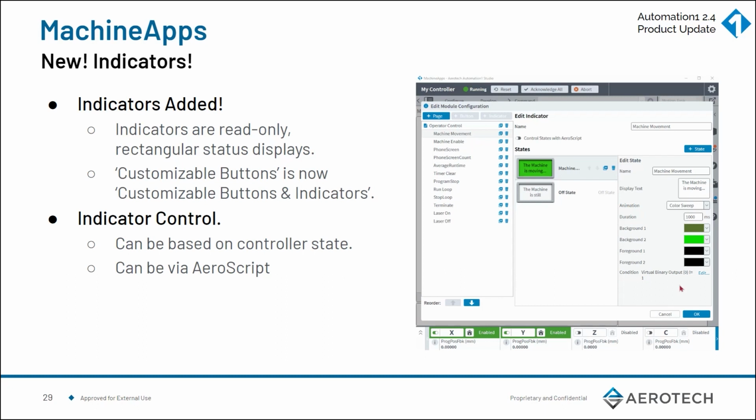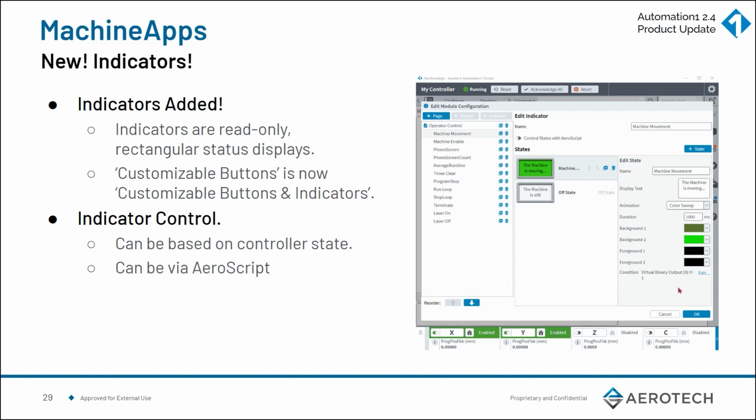What you're not seeing is that on the back end of this machine control, there is some custom logic being run like a PLC task that is constantly monitoring axis motion. When axis motion happens, it sets that bit to 1. We're doing that in AeroScript, in the programming language. Then this indicator plays off of that logic and changes the way it looks to a user based upon the status of that virtual binary output. Important here: indicators are read-only. They're rectangular status displays. You cannot push them.